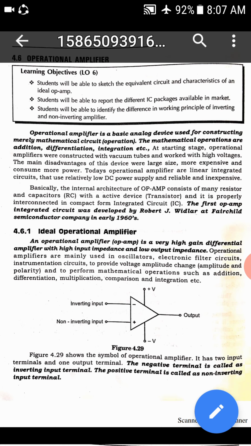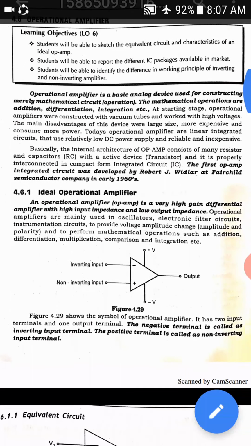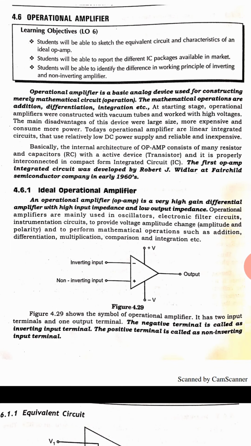The internal content of the operational amplifier is that it consists of many resistors, capacitors, and also transistors, which are interconnected in a proper manner. It is available in the form of an integrated circuit, referred to as an IC.